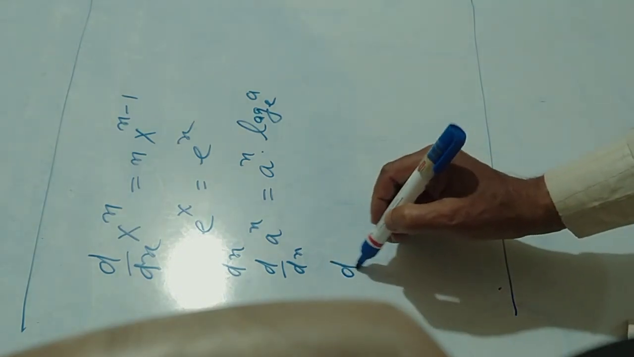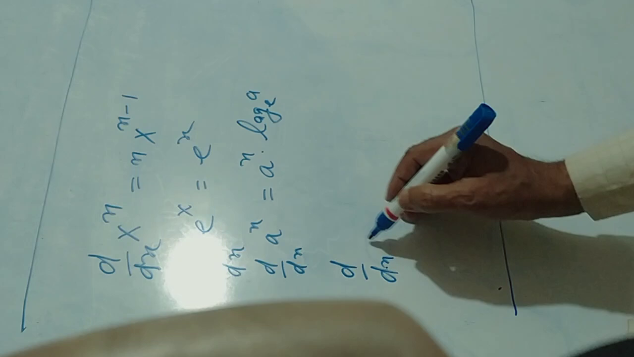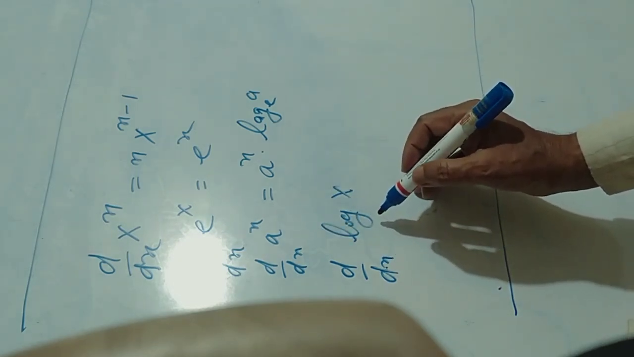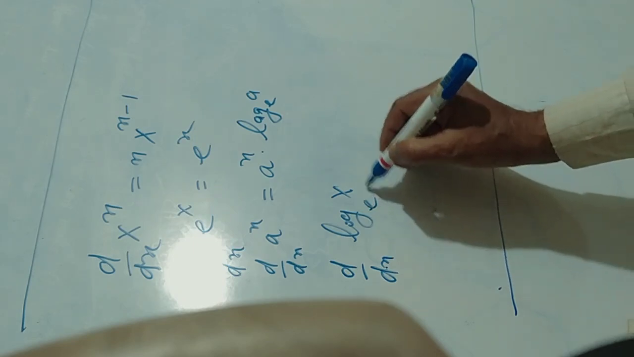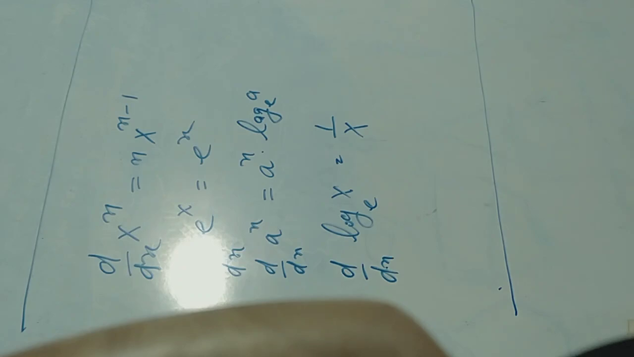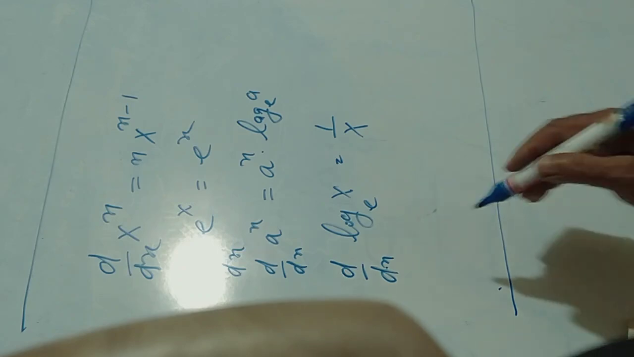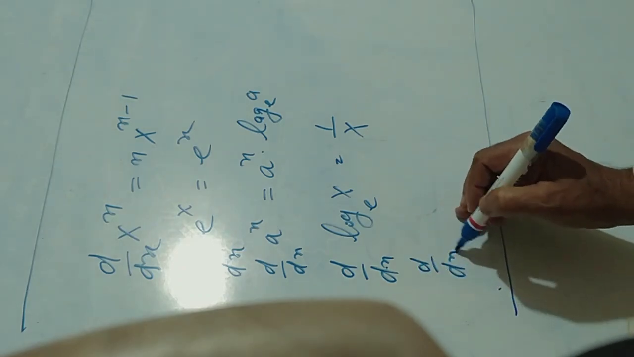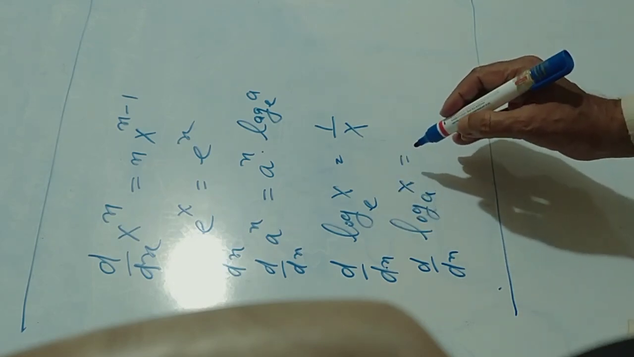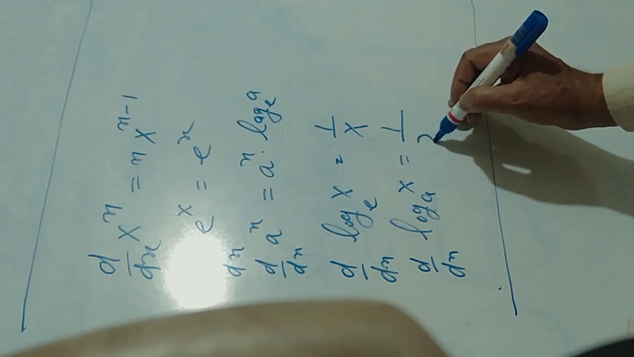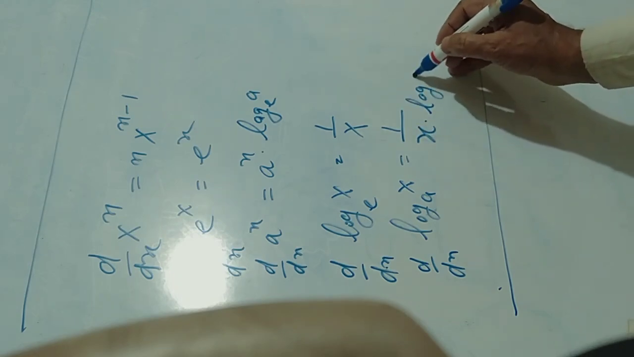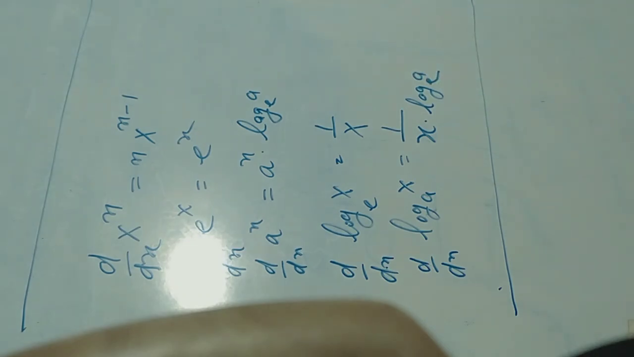d/dx of log x to the base e is equal to 1 upon x. Okay, d/dx of log x to the base a is equal to 1 upon x into log a to the base e, right?